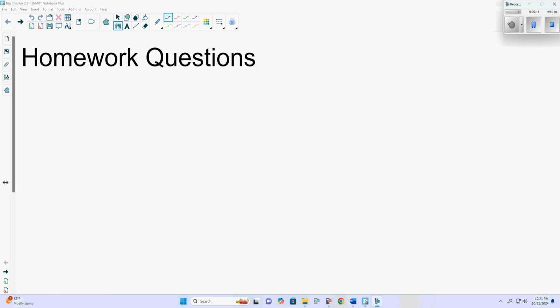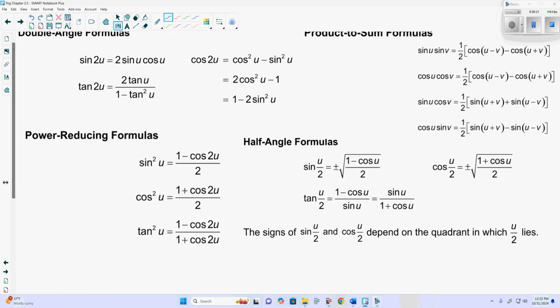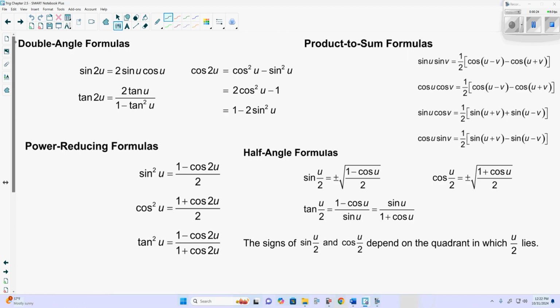All right. What we're doing today is starting 2.5, the last section of Chapter 2. And we're getting into some more formulas. We have the double angle formula, the product of sum formula, power reducing, and half angle. And depending on the setup, is going to depend on which one we use.